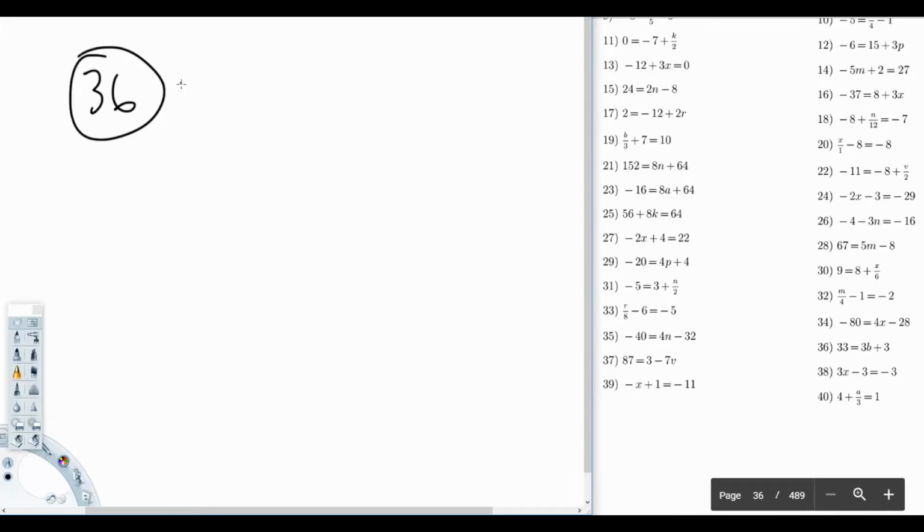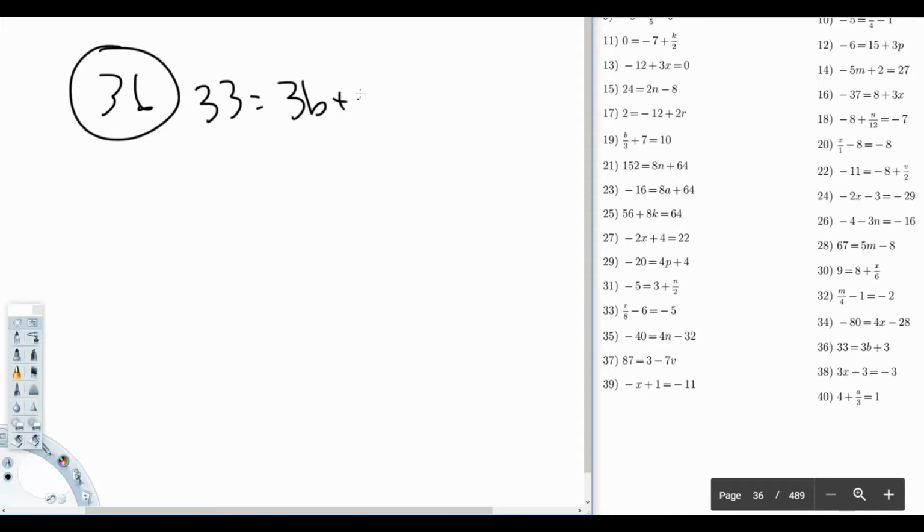36. 33 equals 3b plus 3. That's a weird 3, huh? How about I erase that? 33 equals 3b plus 3. All right, they're trying to confuse us here by putting only 3's, you know? And we see the problem, we're like, what do I do?